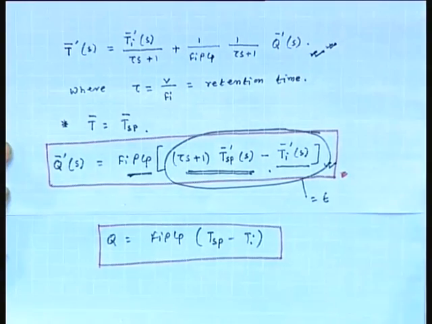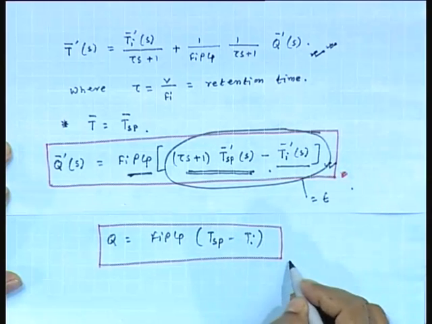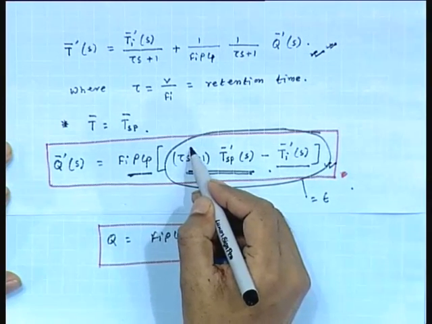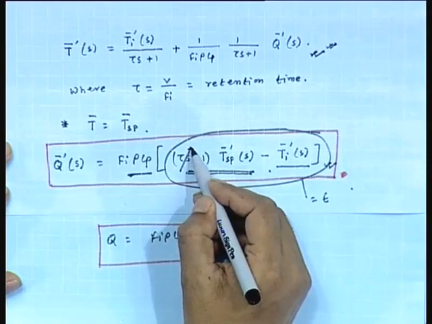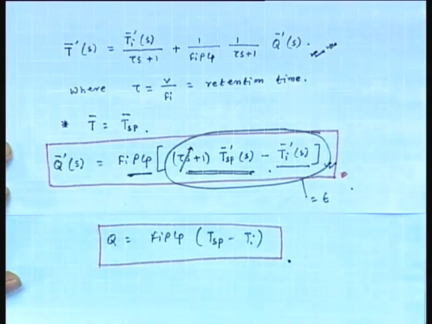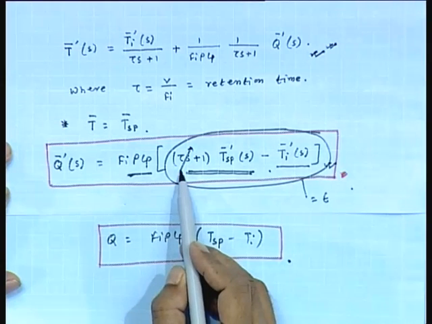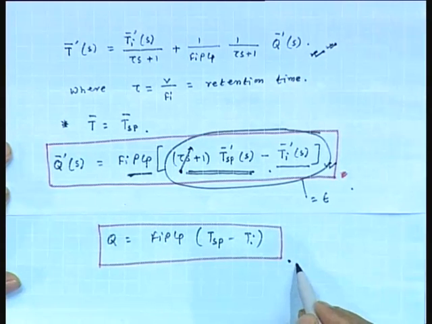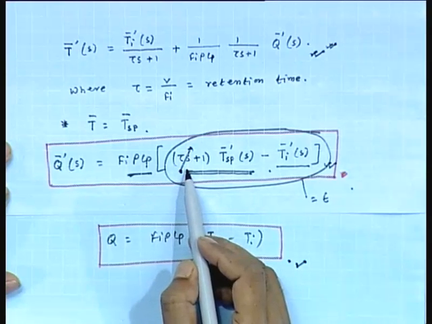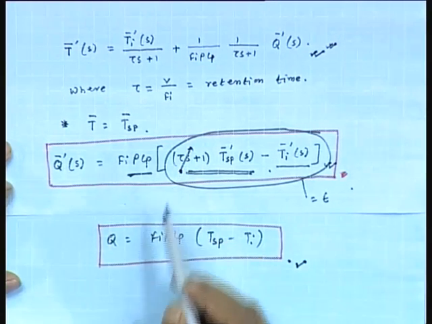Now, if you compare the dynamic state feed forward controller and steady state feed forward controller, we see that only this term does not exist for the steady state feed forward controller. For the steady state feed forward controller, this tau s is equal to 0. Fine. We can get the steady state feed forward controller just substituting tau s equal to 0 in the dynamic state feed forward controller.